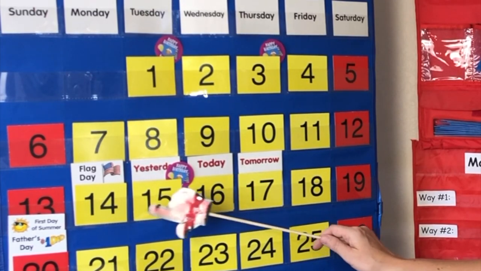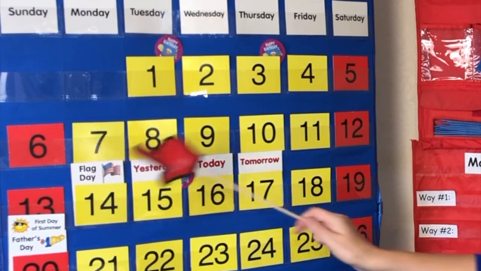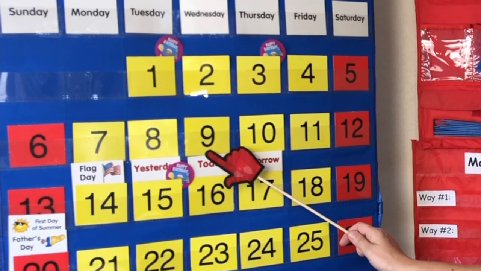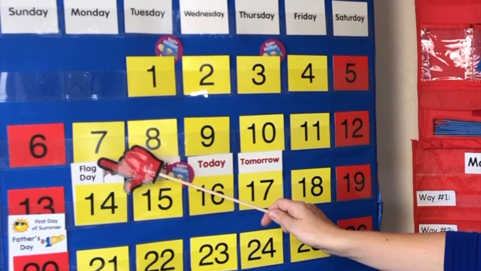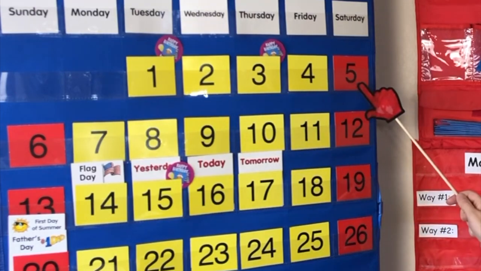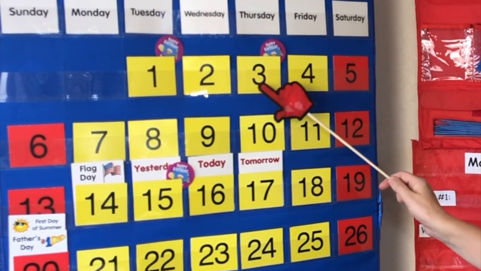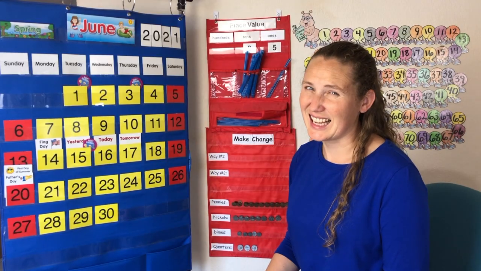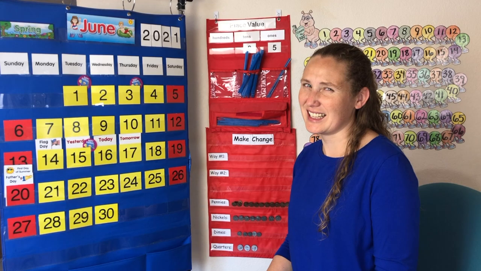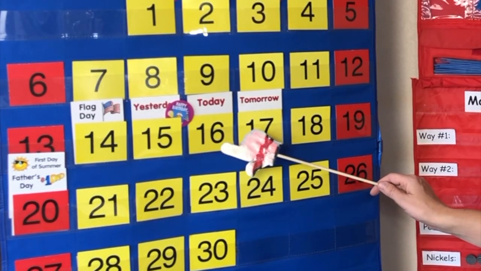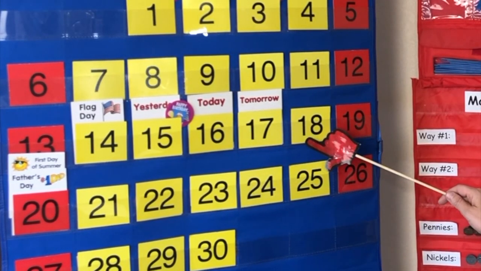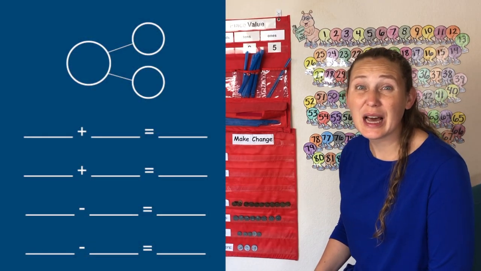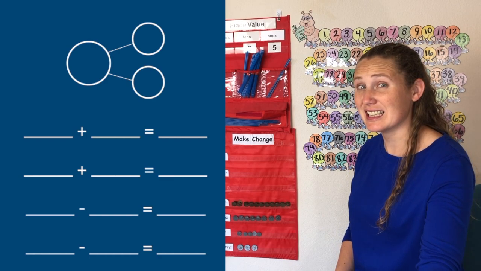16, 15, 14, 13, 12, 11, 10, 9, 8, 7, 6, 5, 4, 3, 2, 1. Let's count up from 16 together. 16, 17, 18, 19. Let's do number bonds with our number 16.